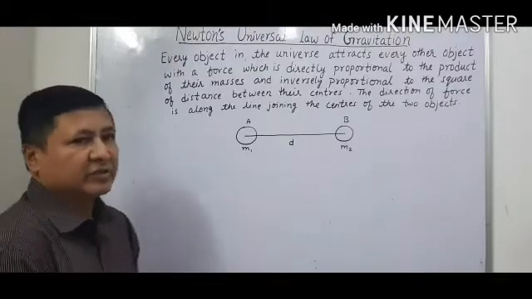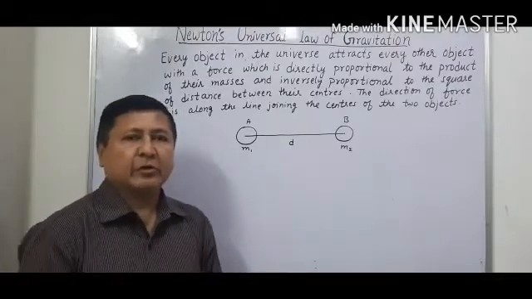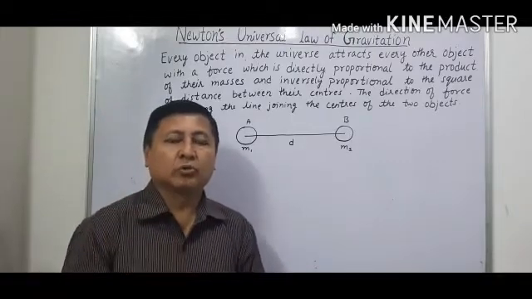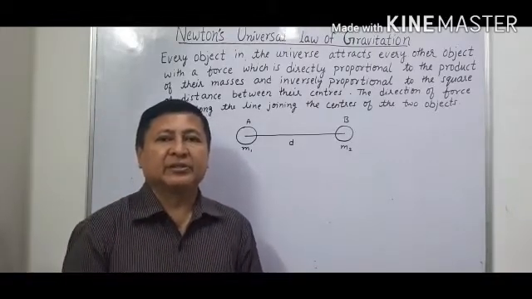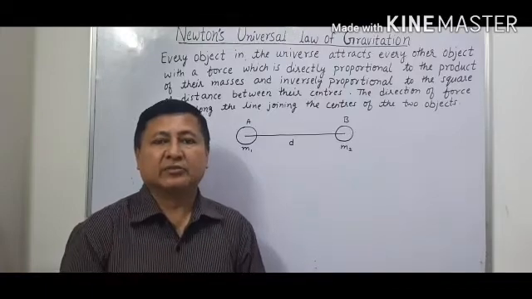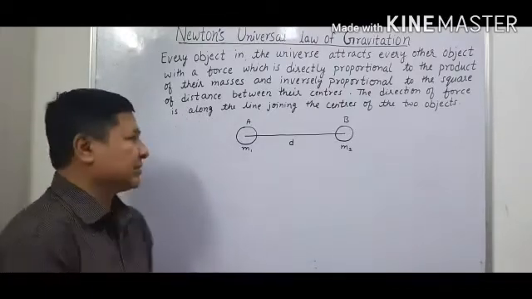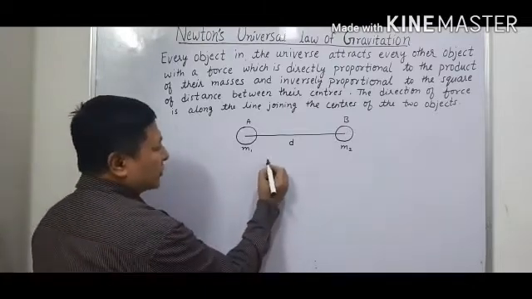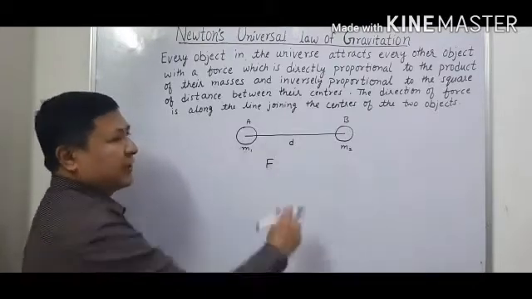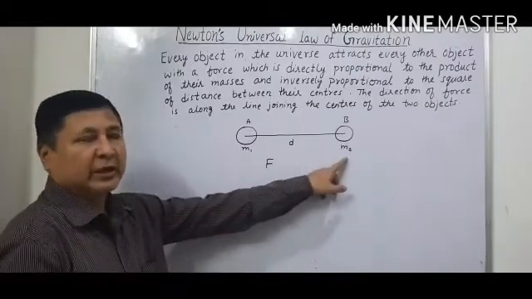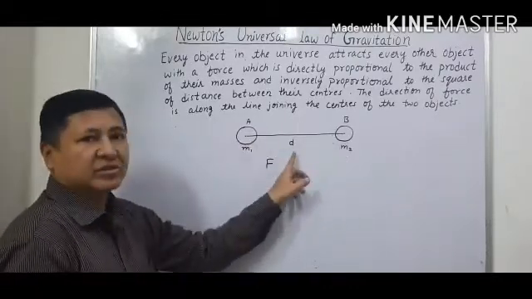Now, what is the meaning of this? Every object in the universe, whether it is a star, moon or earth, attracts each other with a force which is directly proportional to the product of their masses. Let's say we have two objects A and B having the masses m1 and m2, and the distance between their centers is d.